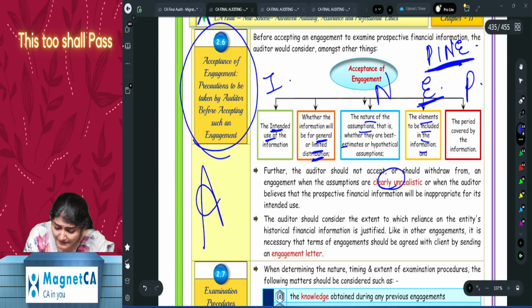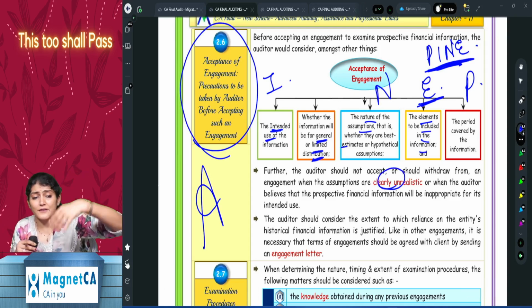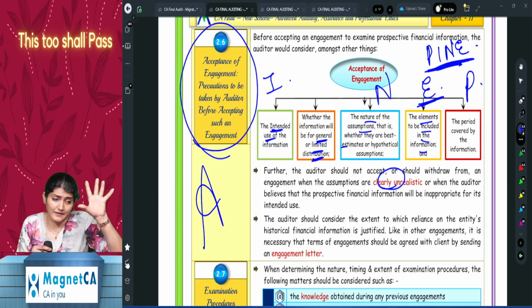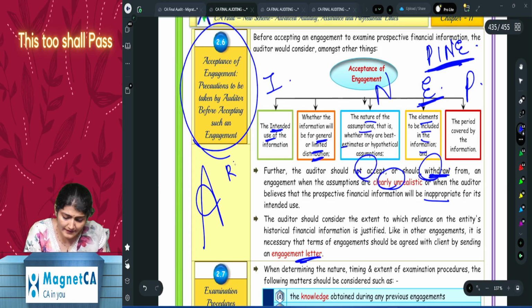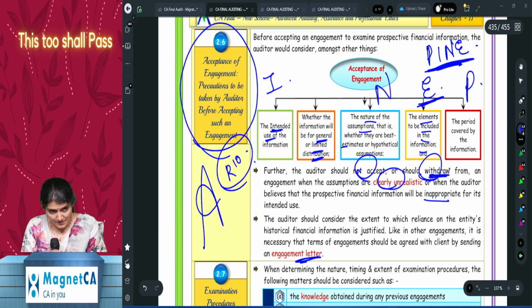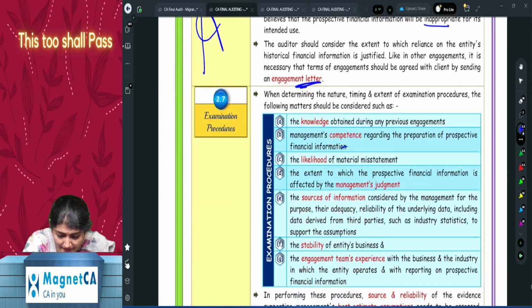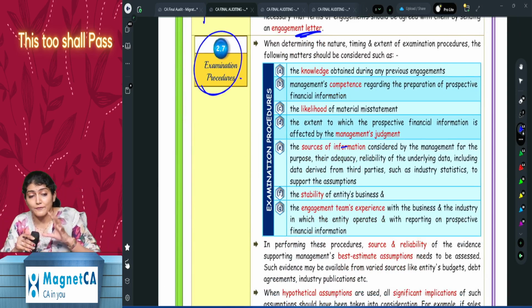And if you think that these assumptions are clearly unrealistic, and next year if we acquire Infosys, you say, what are you talking about? And it's clearly unrealistic. Then what does it say? CA, don't accept the engagement. And if you've already accepted, then you need to withdraw. So not accept, and if you've accepted, then withdraw, right? So that's again a candidate for the question. Right? Acceptance. Then after the acceptance, now here we have the examination procedures. What do I have to do? I have to give a report on the prospective financial information.